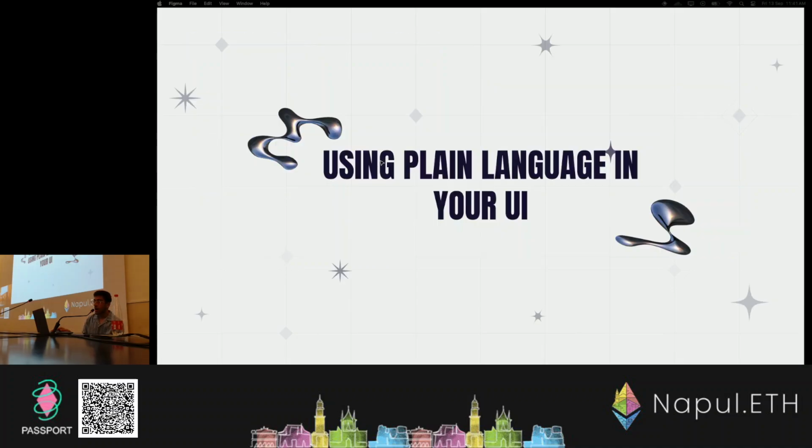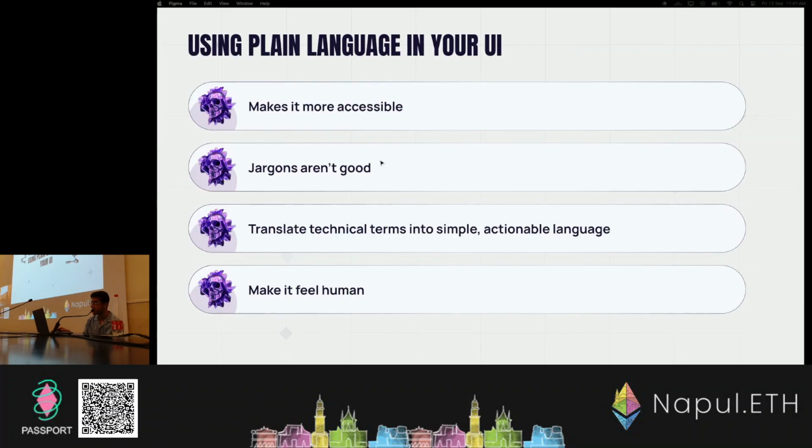So again, a big thing is using plain language in your UI. I cannot focus on it as much, because plain language makes your interface more accessible to users who aren't familiar with the tech. A lot of Web3 apps still use terms like nonce, hash, or even gas and stuff like that without really explaining what they mean. Now, while these are important for developers, they're confusing for the average users, obviously, because when the users face these kind of jargons, they're likely to either abandon the app or proceed without fully understanding what's happening, and both are bad outcomes.